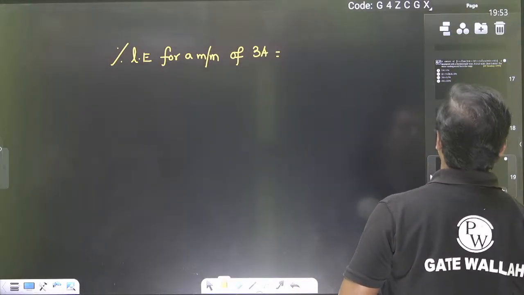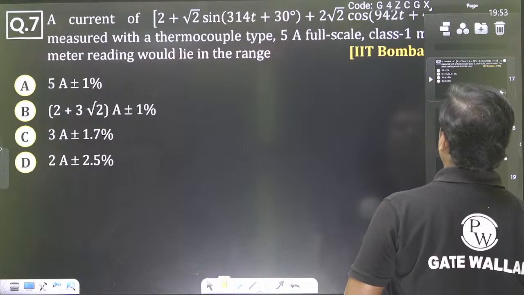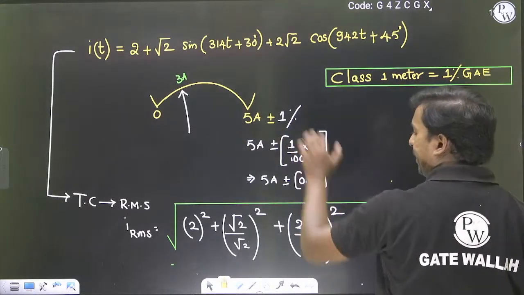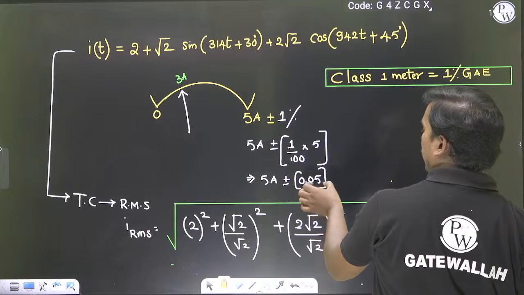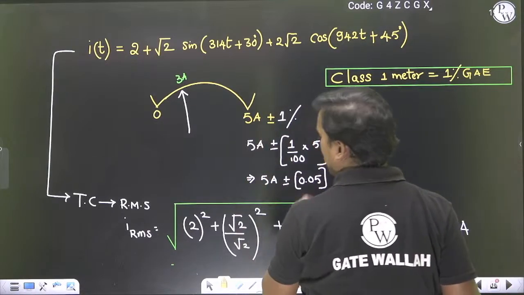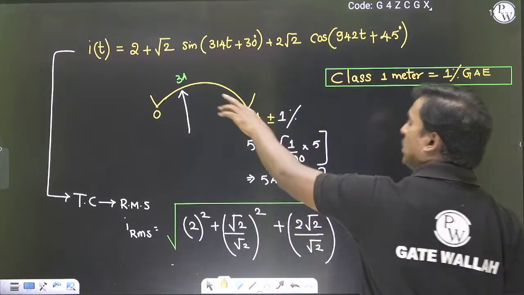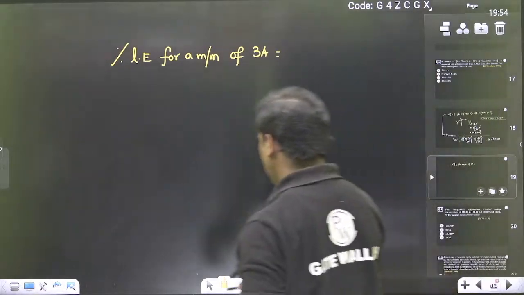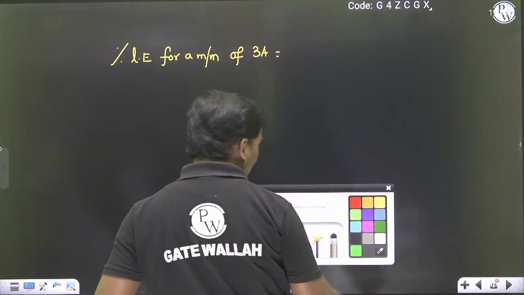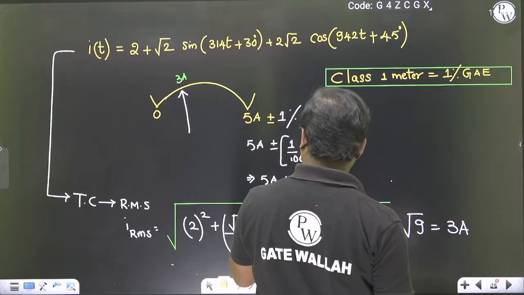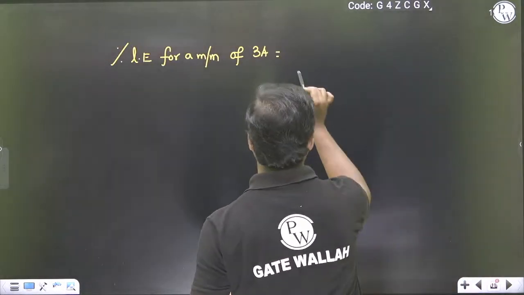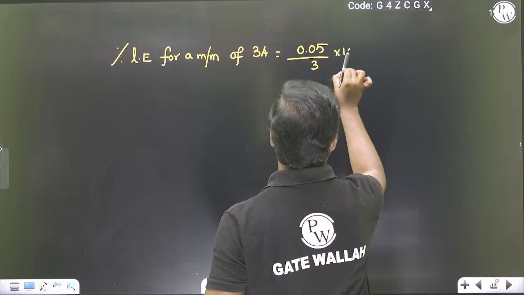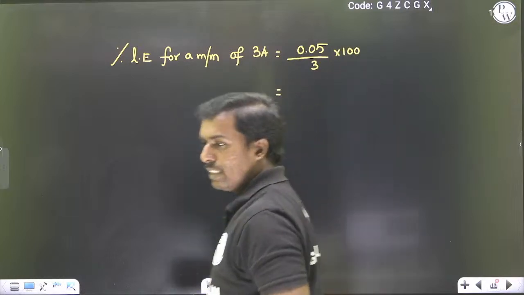The meter reading is asking, it's a class 1 thermocouple. Class 1 thermocouple means 1% over the guaranteed accuracy error. And 0.05 is the error when you get a reading of 5 amperes, but we are not measuring 5 amperes, we are measuring 3 amperes. So what is the percentage limiting error for a measurement of 3 amperes? 0.05 for a limit of 3 into. So how much is it going to come? Please use a calculator and tell me.